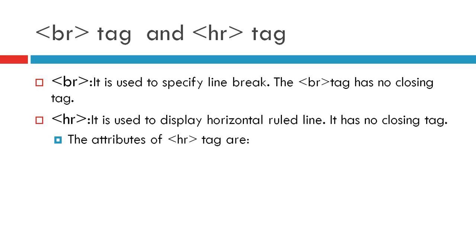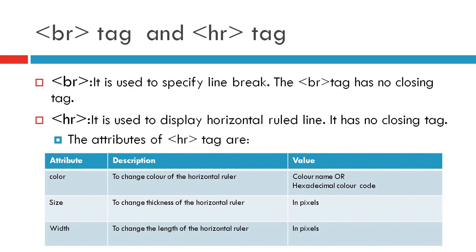There are three attributes of HR tag. The first one is color. Note the spelling of color. There is no U in spelling of color. It is C-O-L-O-R. The color attribute is used to change the color of the horizontal ruler. The possible values are color name or a hexadecimal code.